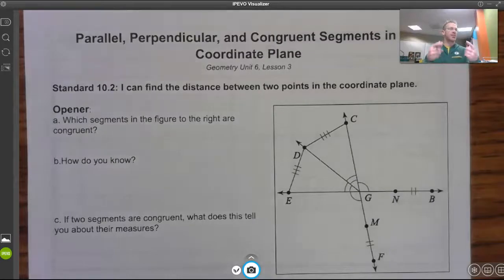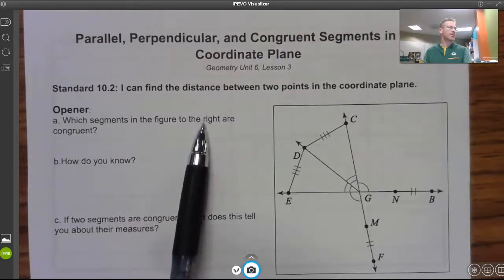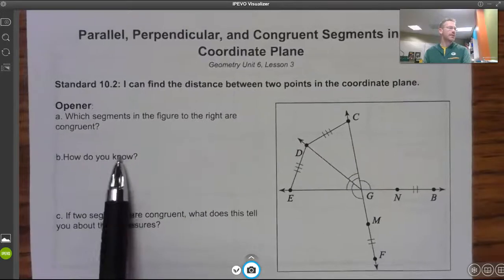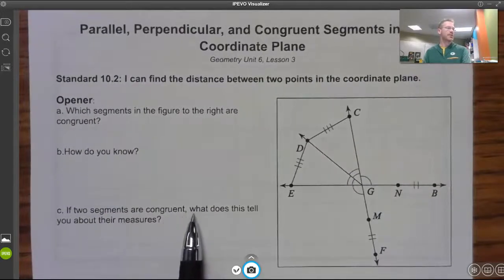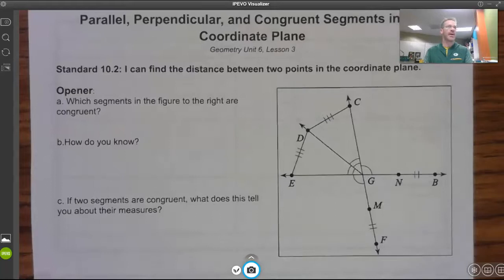So now, just to get you thinking a little bit, we have our opener here. Which segments in the figure to the right are congruent, and how do you know? And if two segments are congruent, what does this tell us about their measure? So what I'd like you to do is go ahead and pause the video, do this opener, flip it back on, and then we'll talk about how that connects to the coordinate plane.